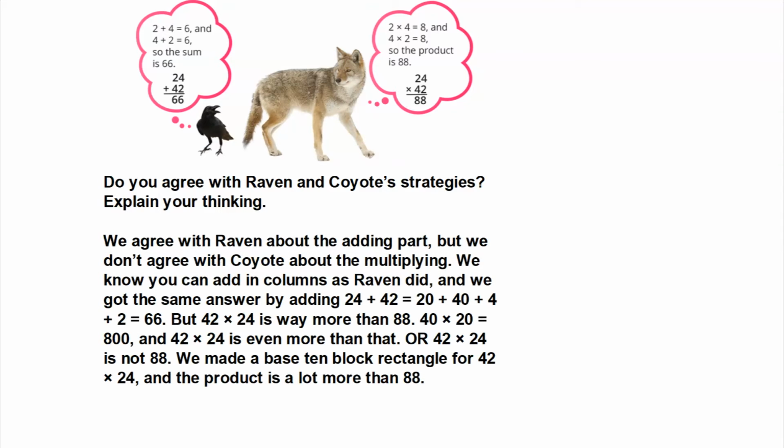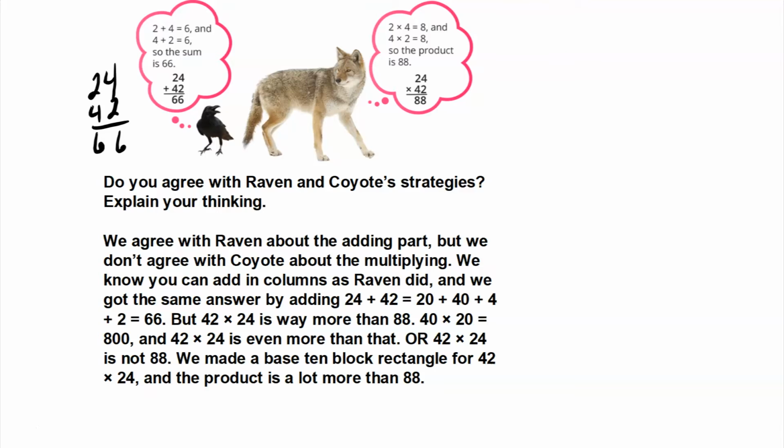Well, we can agree with the raven about the adding part, because basically they're adding up tens, and then they're adding up the ones. But for the coyote, not so much. We can see for the crow that if we follow through 24 plus 42, adding up the 2 and the 4 gives us 6, and the same here, so that gives us 66. But we know that if we do 24 times 42, we're going to end up with a much bigger number, because just doing 2 times 4 and 4 times 2 is not capturing everything that needs to be multiplied.